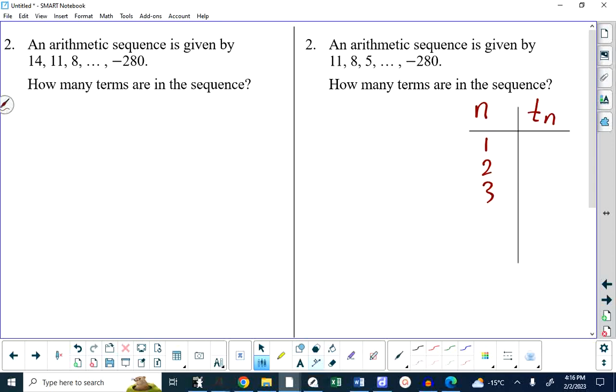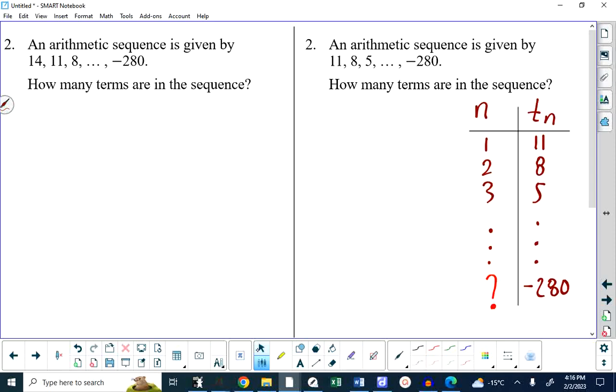But what we have is the final term. We can put 11 here, we can put 8 there, we can put 5 here. But we know that the last term has a value of negative 280. And what this problem boils down to is that if you can determine the value of n that produces negative 280, then you will determine which term negative 280 is. And if you know which term it is, you know how many terms there are.